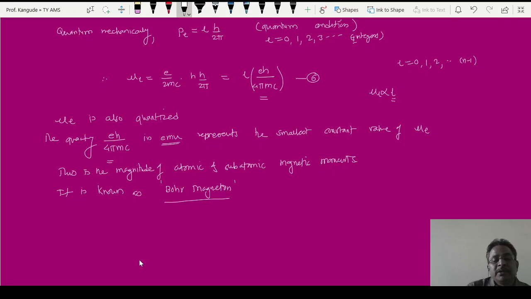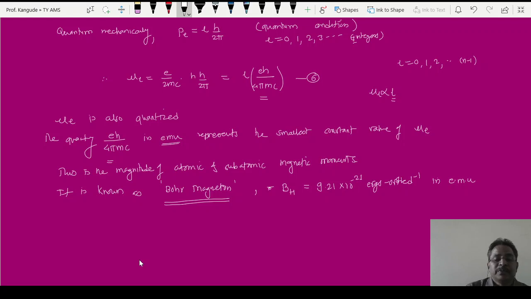Remember, everything here we have used is a property of the electron: charge, its mass, velocity of light, and h is Planck's constant. So everything is constant, and this is called Bohr magneton. It is denoted by BH, and if I express all the numbers, its value comes to be 9.21 into 10 raised to minus 21 ergs per oersted, that is ergs per oersted in EMU, electromagnetic units.